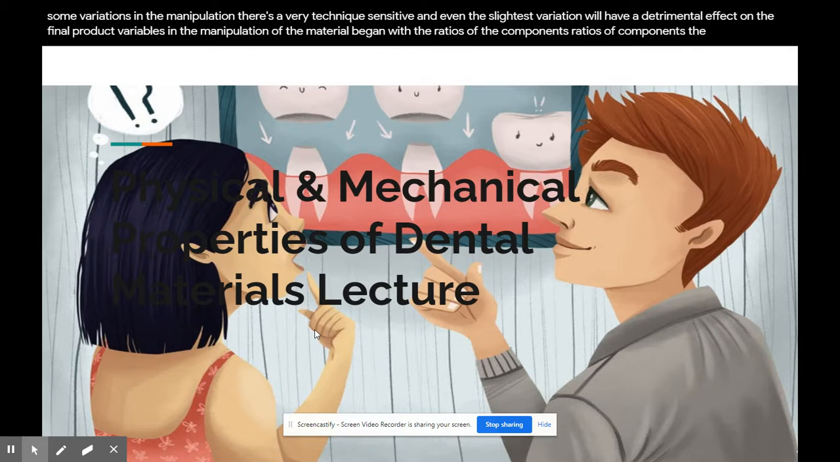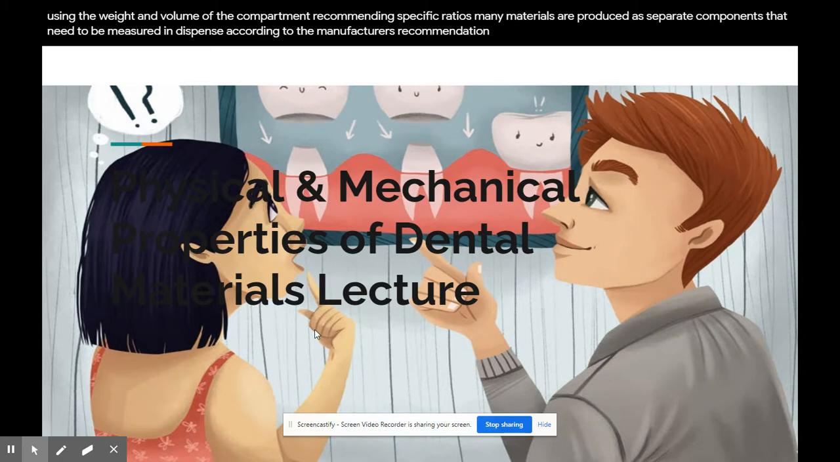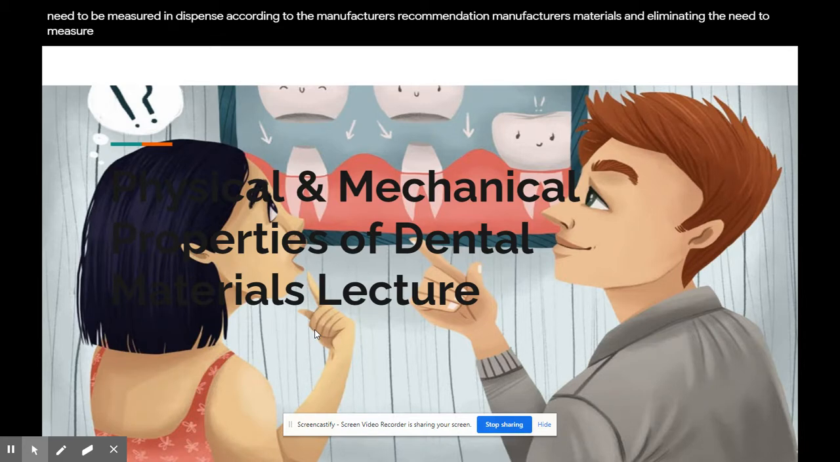The manufacturer, using the weight and volume of the components, recommends specific ratios. Many materials are produced as separate components that need to be measured and dispensed according to the manufacturer's recommendation. Manufacturers also produce materials in pre-measured units, eliminating the need to measure and dispense the components, thus standardizing the ratios.